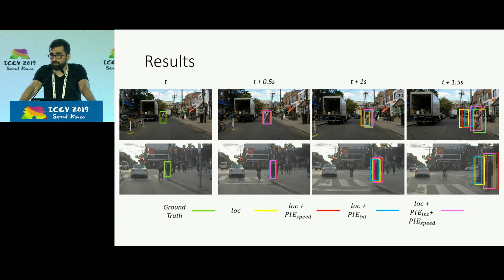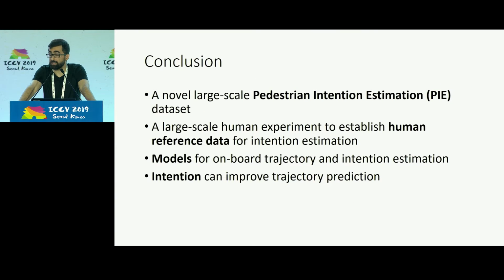In conclusion, we proposed a new large-scale dataset for pedestrian intention estimation. We conducted a large-scale human experiment to establish human reference data, and we proposed models for onboard trajectory and intention estimation. And we also showed that intention does matter and it can potentially improve the results.